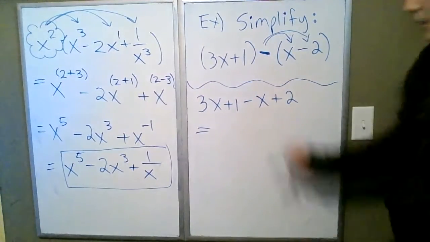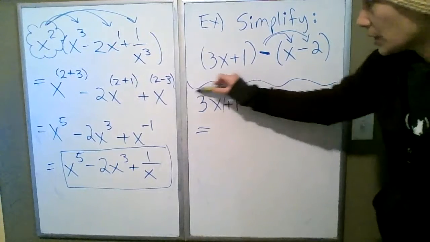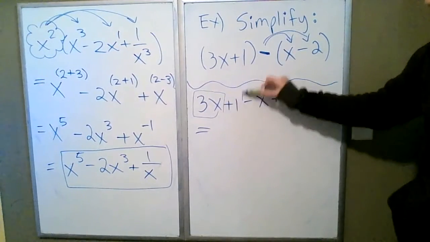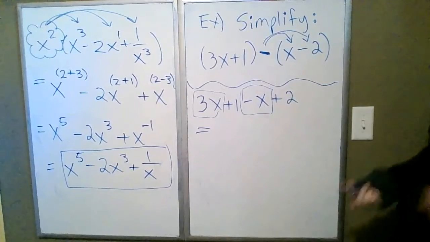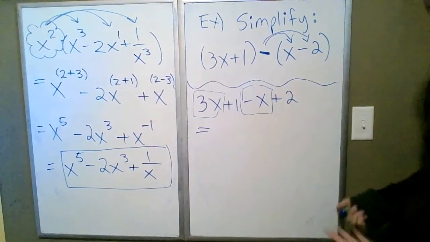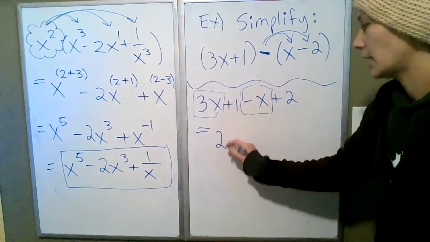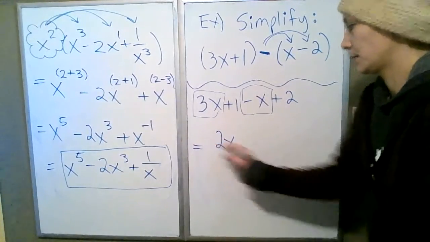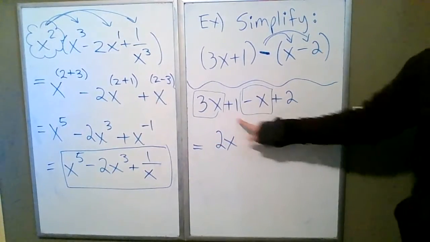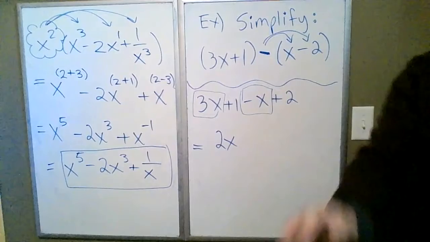Then combine like terms. You've got positive 3x, negative x. That adds up to 2x. 3x minus x is 2x. Positive 1 and a positive 2. Oh, let's check this out.